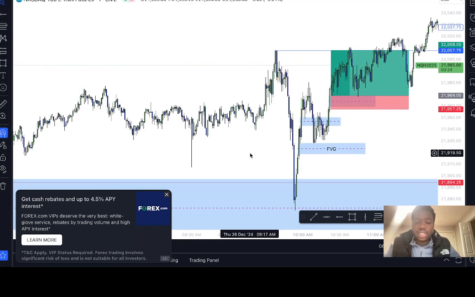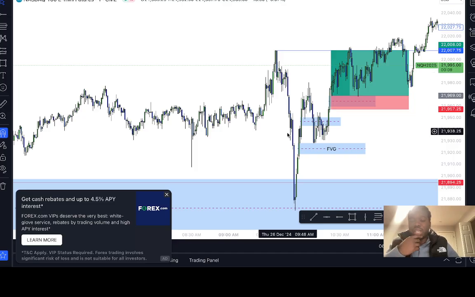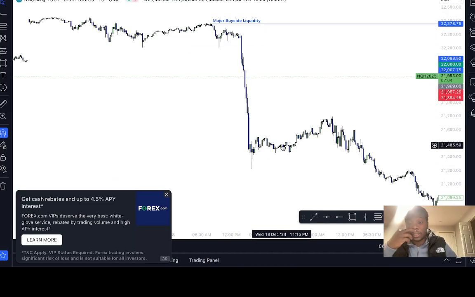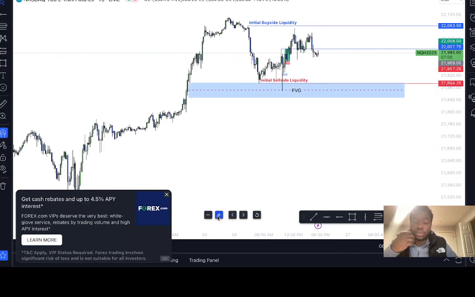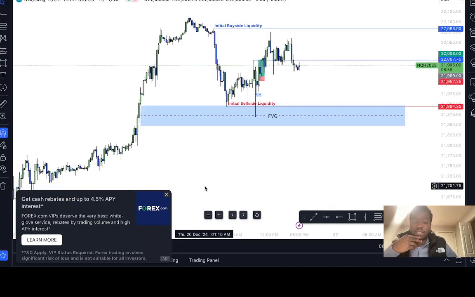Also, one thing to keep in note, the first move of the day usually isn't the direction that the day is going to go in. It's usually just a move to take out liquidity before moving in its intended direction. So as we can see here with this move down here, this is just to take out liquidities resting at sell side. Because like I said, the market isn't designed for you to win. It's designed for you to lose.